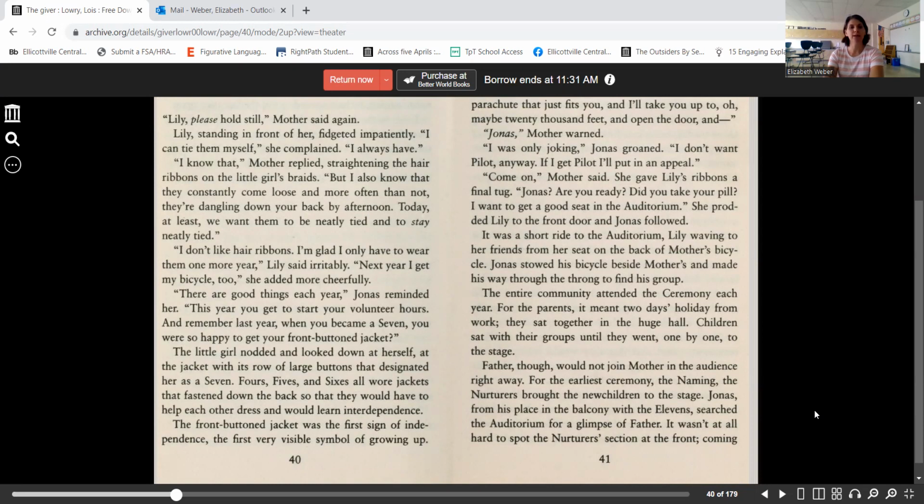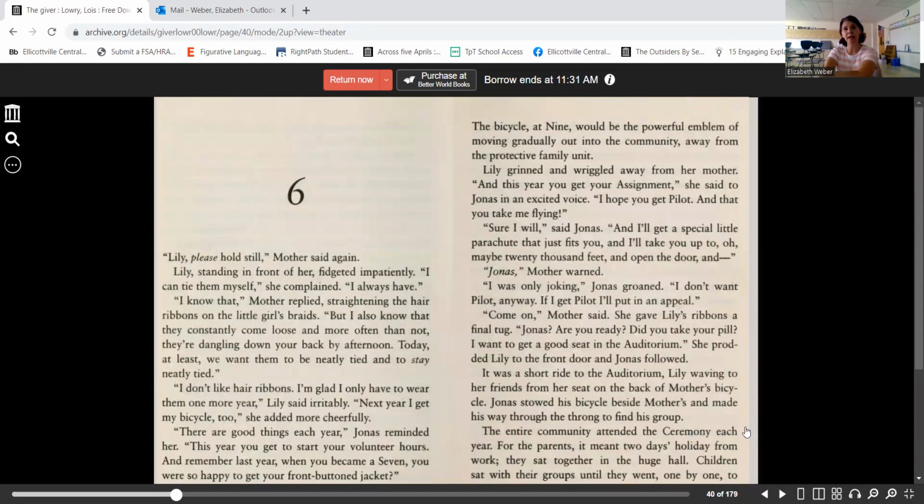The little girl nodded and looked down at herself at the jacket with its row of large buttons that designated her as a 7. 4s, 5s, and 6s all wore jackets that fastened down the back so that they would have to help each other dress and would learn interdependence. The front button jacket was the first sign of independence, the first very visible symbol of growing up. The bicycle at 9 would be the powerful emblem of moving gradually out into the community, away from the protective family unit. Lily grinned and wriggled away from her mother.